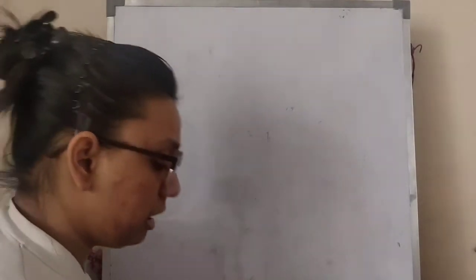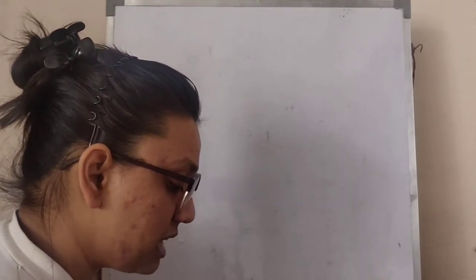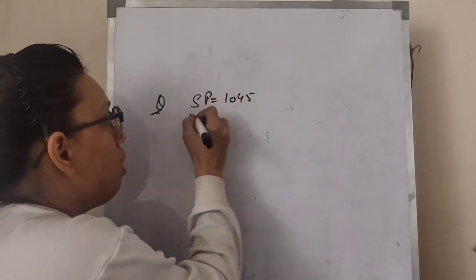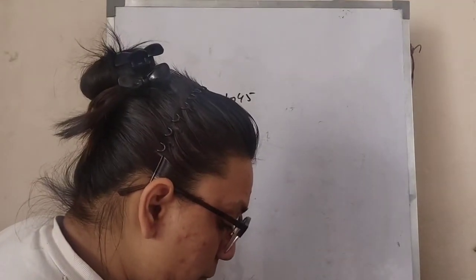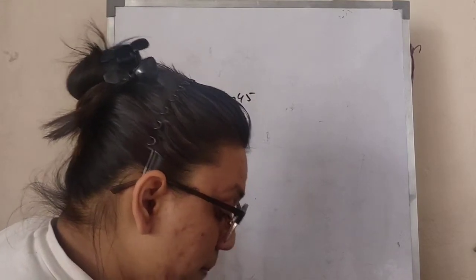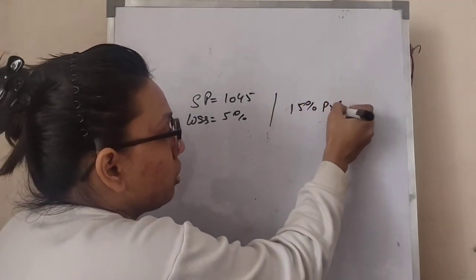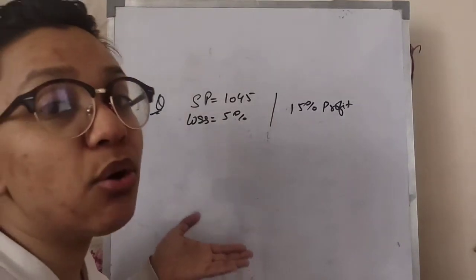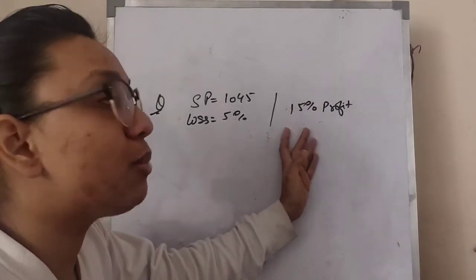Now, for example, I'm given a question. A person got 5% loss by selling an article for rupees 1045. So SP you are given 1045, loss you are given 5%. And then you are told what will be the price that he should sell at in order to earn 15% profit. Now you are required to have a 15% profit over here. So you need to know what the CP is over here so that you can calculate the required part of the question.